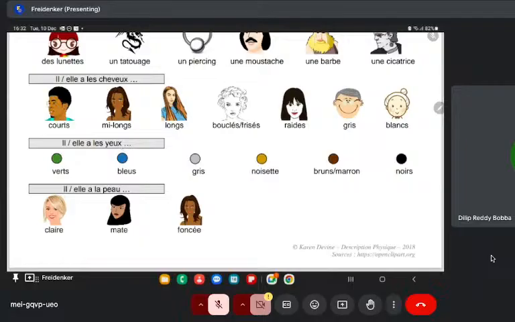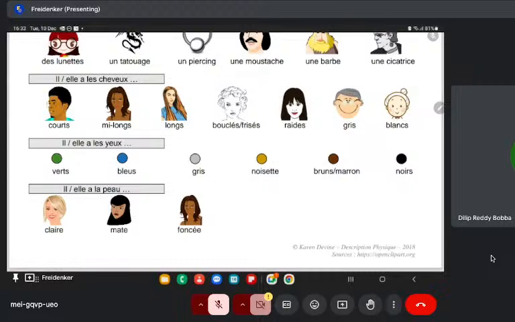Okay. Il, elle a les yeux. Les yeux means the eyes. So he or she has what kind of eyes? Green eyes, blue eyes, gray eyes, noisette. Attention, we'll come to the attention part later. See, I'm talking about eyes, but this noisette doesn't get an S. There is a reason. Even marron doesn't get an S. We will come to the reason why.